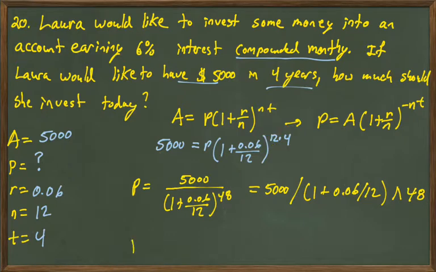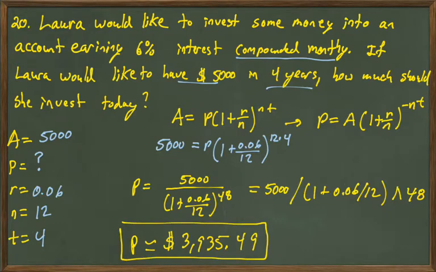Okay, so after we put that in our calculator, the present value rounded to 2 decimal places is $3,935.49. That's the present value that Laura should invest today, so that she will have $5,000 in 4 years. Okay, I think we're going to do one more of the compound interest here.